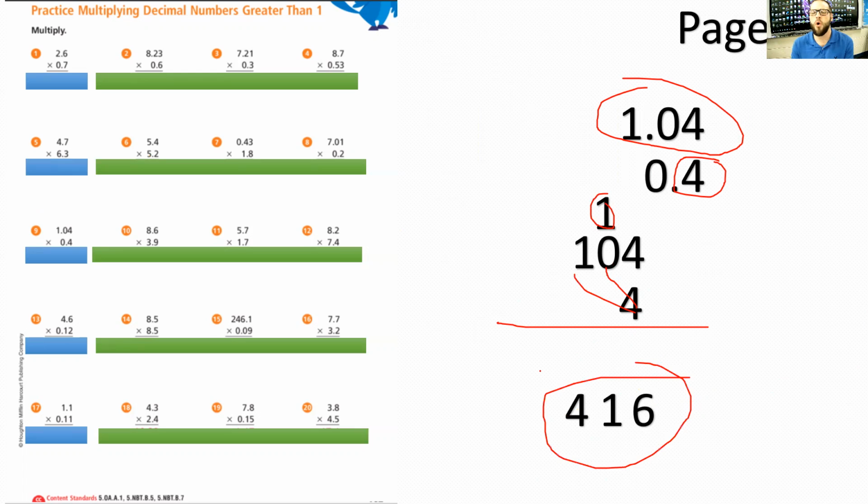And this could totally be done with the lattice method too. So the answer is 0.416, because we got rid of the decimals, 2 in this, 1 in this, so it's 3 total. After you get your answer, it boomerangs back 3. So it's 0.416.